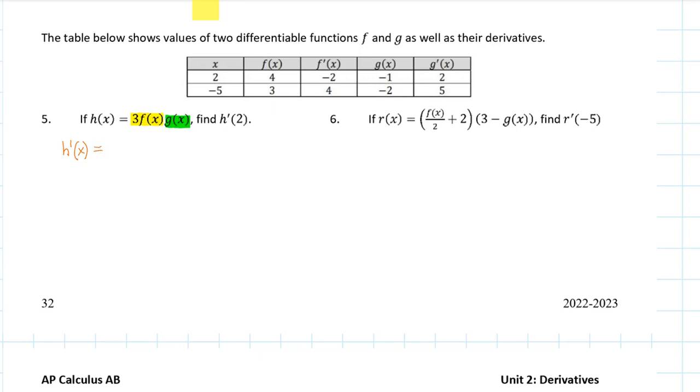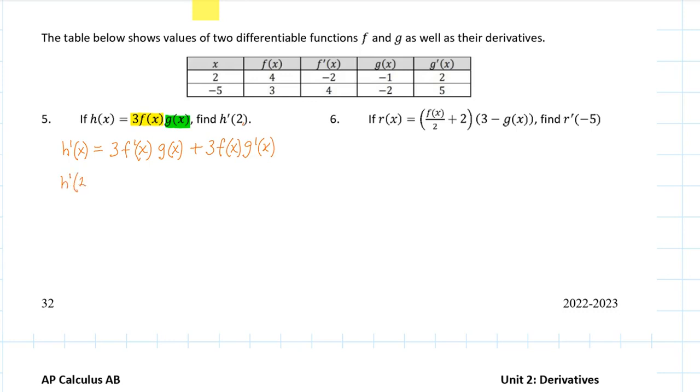So the derivative of the first, remember multiples in front stay in front, so that's 3 times the derivative of f, which we're just going to call f prime of x now, because I don't know what that is. So that's the derivative of the first, times the second, that's g of x. Plus the first, 3 times f of x, times the derivative of the second, so that's g prime of x. Once I have my derivative, we can go ahead and find h prime of 2.